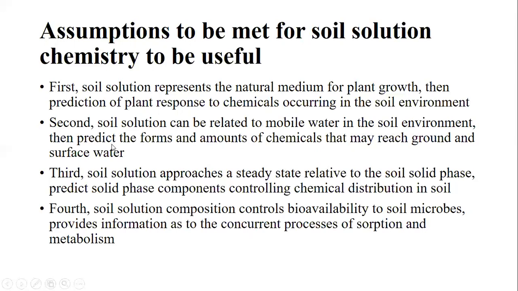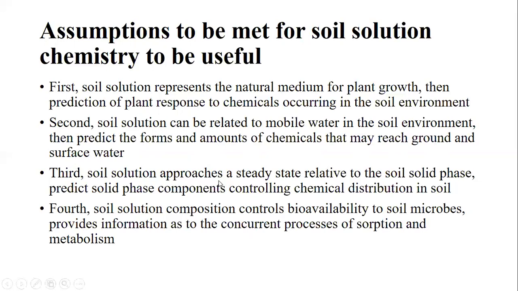Then we can predict the forms and amounts of chemicals that may reach the ground and surface water. If we understand the chemistry of soil solution, then we can also predict the chemicals that could reach the groundwater or the surface water. Surface water here means lakes, rivers, oceans, wherever, all of these are bodies of water on the surface.